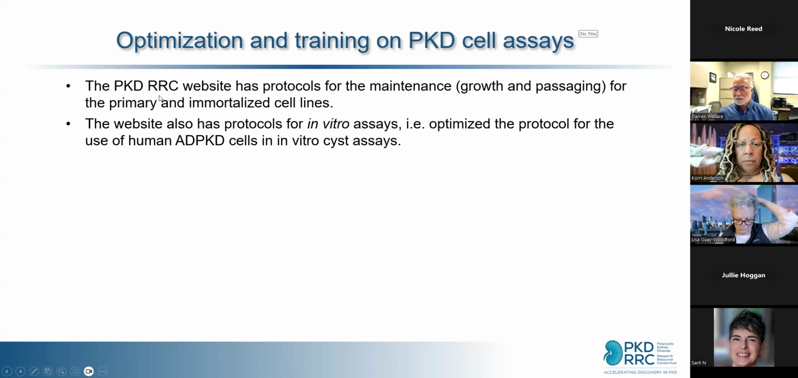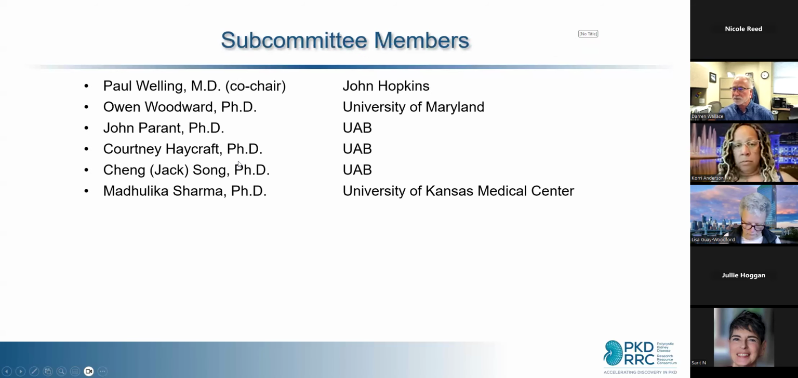And finally, the subcommittee does a lot of optimization of cell assays, and we also provide training to investigators on how to perform these assays. And these protocols are posted on the website for both the maintenance of growing and propagating the primary and immortalized cells, but also for some of the in vivo assays, including that optimized protocol for growing human ADPKD cells and in vitro cyst assays.